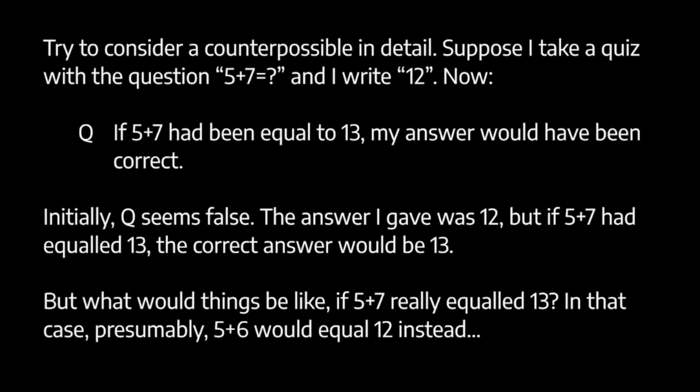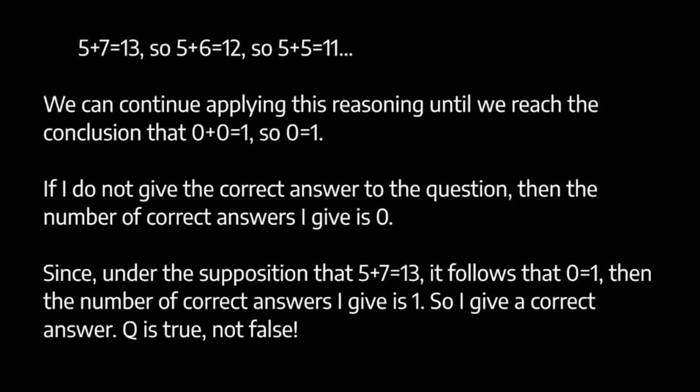But Williamson says, wait a second, consider this in more detail. What would things be like if 5 plus 7 were equal to 13? Well, presumably, if 5 plus 7 had been 13, then 5 plus 6 would have been 12, right? And then if 5 plus 6 had been 12, 5 plus 5 would have been 11, and so on. And we can keep applying that reasoning over and over again until we reach the conclusion that 0 plus 0 would have been equal to 1, which just means that 0 would be equal to 1.